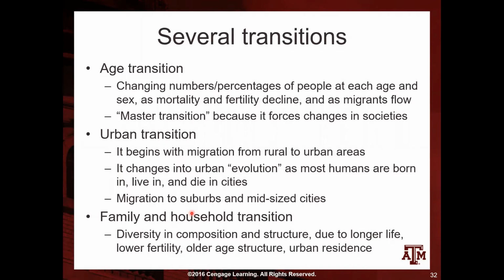And then the family household transition: diversity in composition and structure due to longer life, lower fertility, old age structure, and urban residence. All these changes in fertility, mortality, migration make our families look different, right? So now we have smaller families. We're all urban residents. We tend to have our older people living with us and so on. So all those different transitions and demographic indicators change our daily life, the places where we live, our households, right?